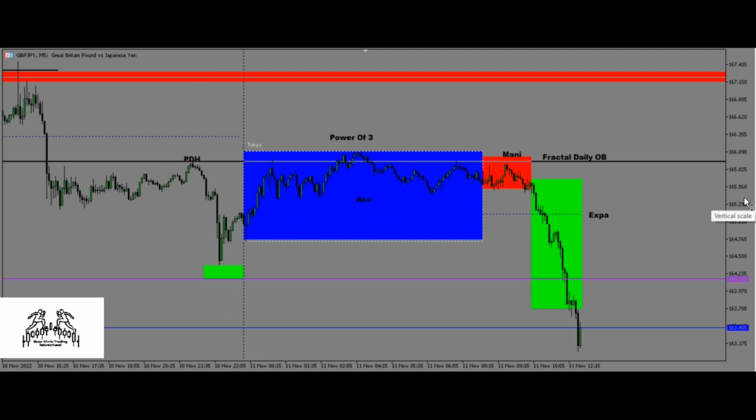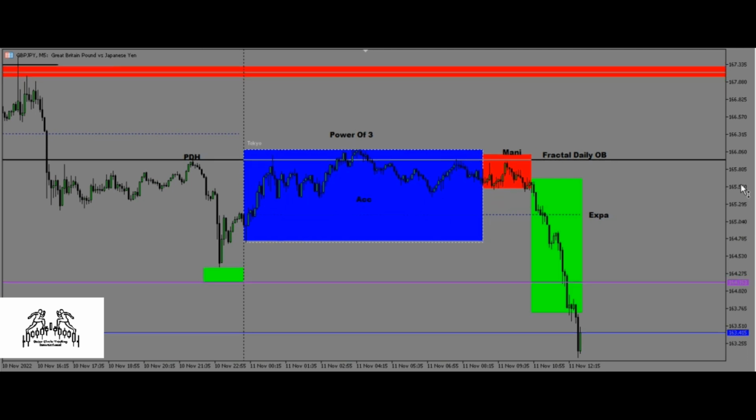And today we are looking at the GBPJPY as an asset class. I'm going to do a commentary on this trade, and after this commentary I will put a video where you will see how I took the trade, how I managed the trade, and how it played out. So make sure you stick around and watch the whole series.